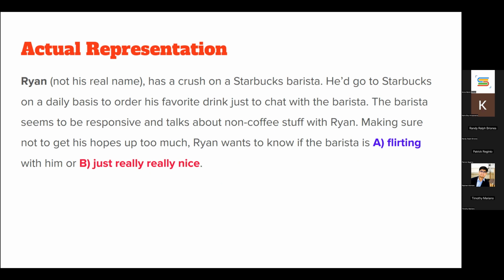So Ryan, not his usual self, has a crush on a Starbucks barista. He'd go to Starbucks on a daily basis to order his favorite drink, just to chat with the barista. The barista seems responsive and talks about non-coffee stuff with Ryan. So making sure not to get his hopes up, Ryan wants to know if the barista is A, flirting with him, or B, just really, really nice. So Ryan has a problem and he wants to use data science to solve it. He wants to determine if the barista is nice or actually flirting with him.